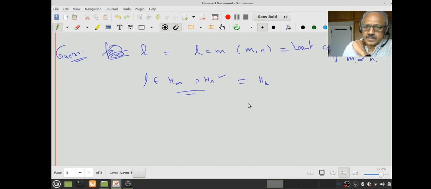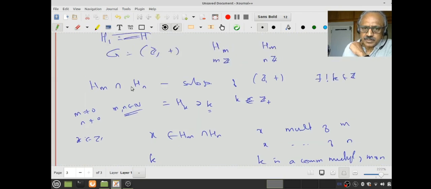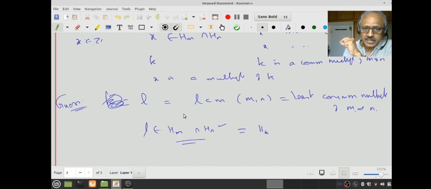This is my guess. K is what? Please don't get confused. HM intersection HN is a subgroup, and any such subgroup is of the form HK. This K is what I am trying to point out. On the way, we analyzed and thought my K may be L. So at present, I do not have any idea about the relation between K and L. So that's why I have to write it.